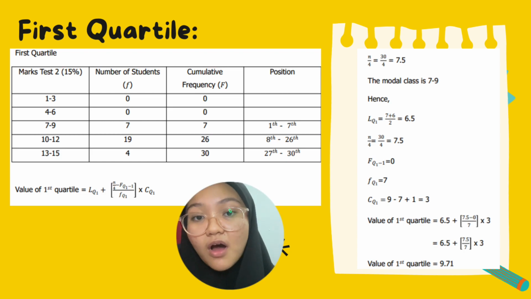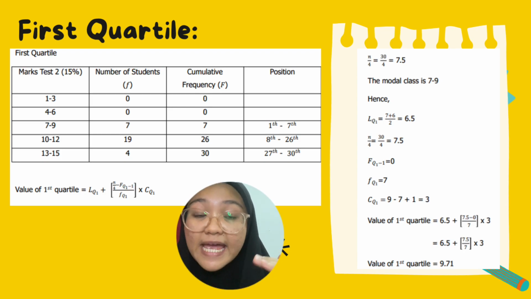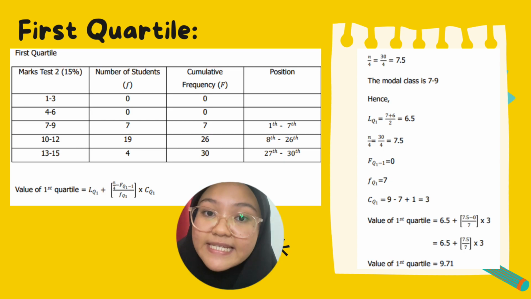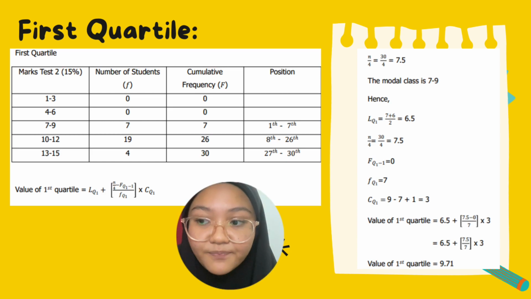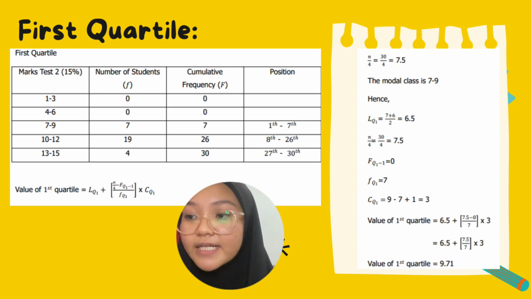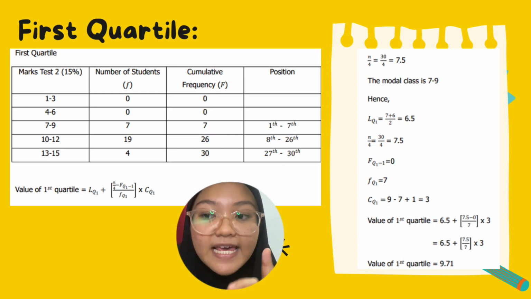Next, we will be moving on to the next component, which is the first quartile. For the first quartile, we have to get the position first and add it to the table. And the position is actually determined by the cumulative frequency. As we have listed in the slides, for the class interval 7 until 9, we will have the first until the 7th position. For class interval 10 until 12, we will have the 8th until 26th position. And for the class interval 13 until 15, we will have the 27th until 30th position.